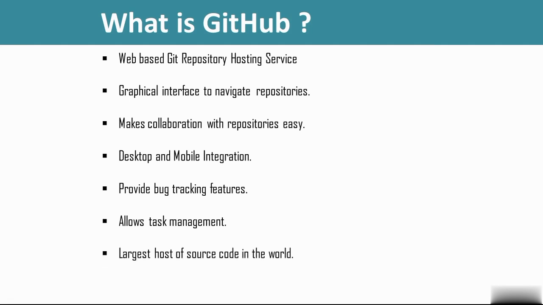GitHub basically has the largest host of source code in the world. There are over 18 million users on GitHub, and it has over 40 million repositories. It also allows for a wiki for all projects. Wiki, kind of like Wikipedia. A wiki basically allows anyone who's got access or permission within the community to edit and add to the content. So that's basically what GitHub is in a nutshell.